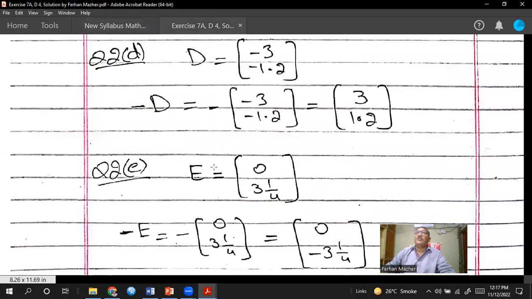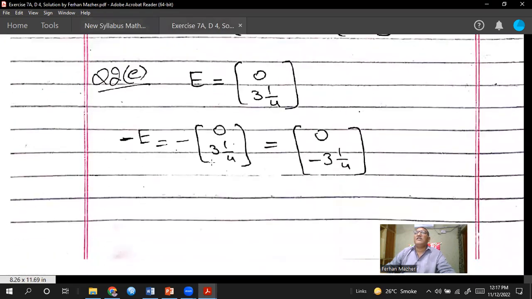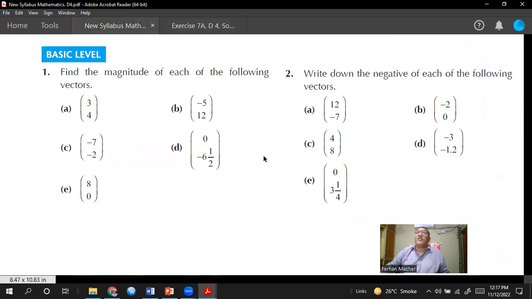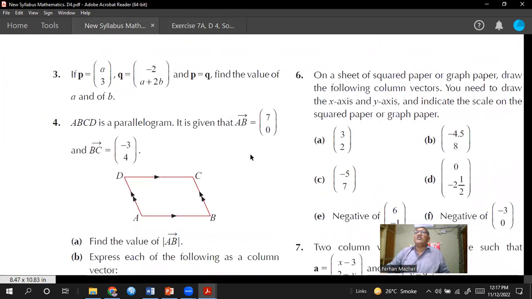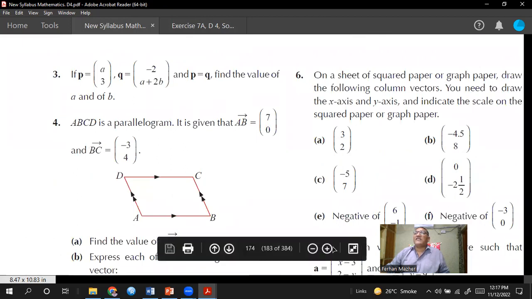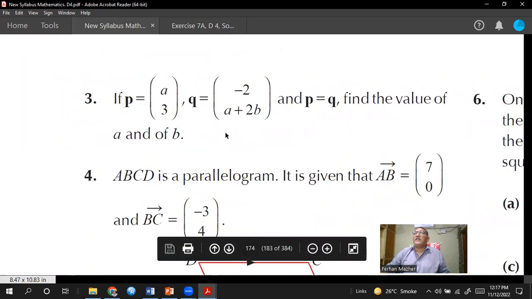by 4. So the minus E will be, so both the sides you multiply with the negative. So minus E will be equal to minus multiplied with this column vector. So the 0 will remain as 0, and this is positive, so it will become negative, minus 3 whole 1 by 4. So this is how you will do the question number 2. So we are going to the next question, and the next question is question number 3.